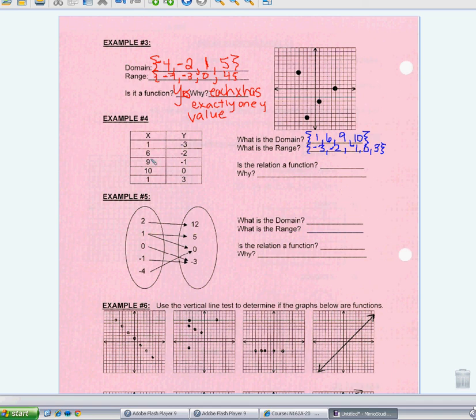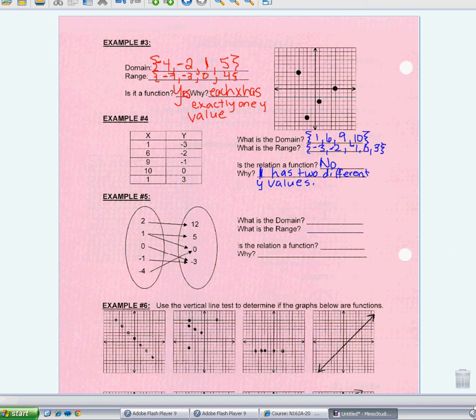Is the relation a function? Well, I have two different ones here. So I need to make sure that those y's are the same, and they're not. So since these y values are not the same for 1, this is not a function. Why? 1 has two different y values. It can only have one y value for number 1, and it has 2.